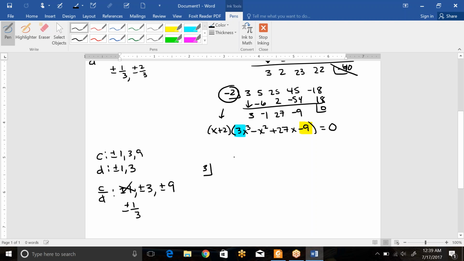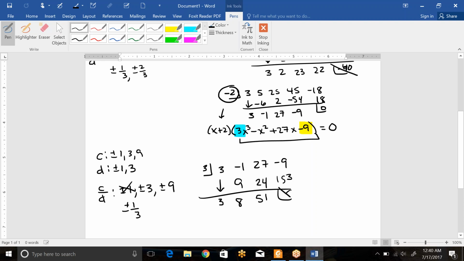So let's start out with 3. So this would be 3, -1, 27, and -9. Remember, you use this new polynomial as your coefficients. Bring down the 3, multiply, that's 9, add, that would be 8, multiply, that's 24, add, that's going to be 51, and multiply, that's going to be way too big, so not 0.